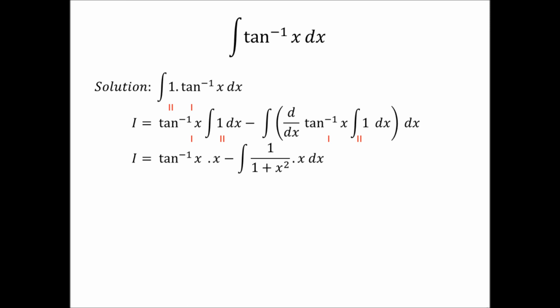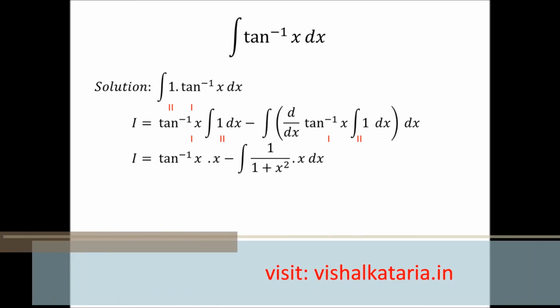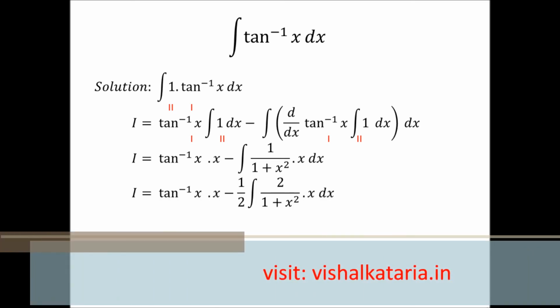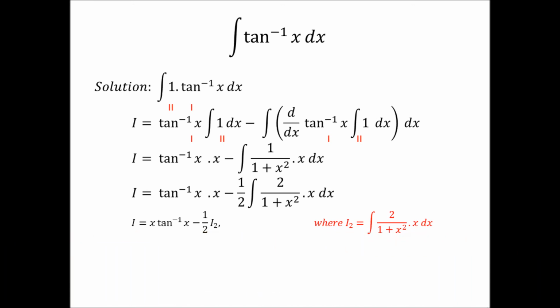Now the second term on right hand side, if you observe, derivative of denominator is 2x, so I shall multiply and divide the second term by 2, and this is what I'll obtain: x times tan inverse x minus half integral of 2x upon 1 plus x square dx. The second term on RHS I will consider as half of I2, and I will solve I2 separately in order to simplify. So this is I2.